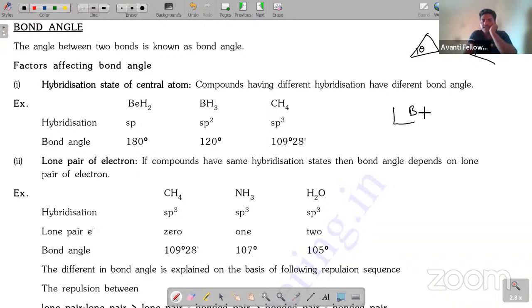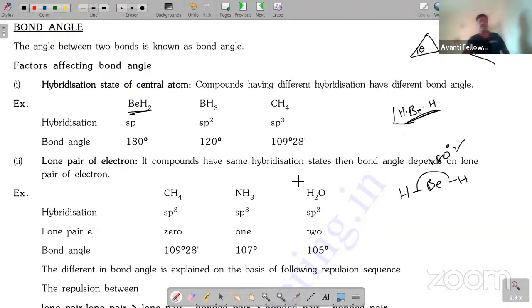Let's suppose I'm saying BeH2. BeH2 means the bond angle between hydrogen, beryllium, and hydrogen. So what is the bond angle between beryllium, hydrogen, and hydrogen? That will give the bond angle. Let's suppose I'm writing hydrogen, beryllium, and hydrogen. So the bond angle is 180 degrees. This is how you will write the bond angle.